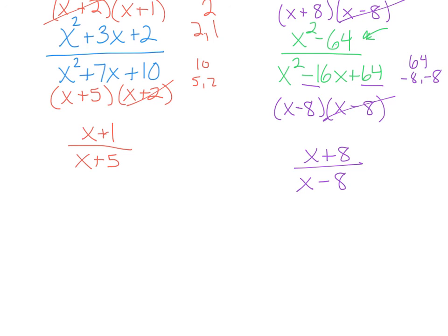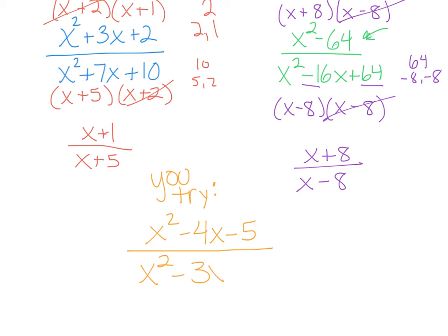I'm going to give you one to try. Here it is. You try. Answer it and ask any questions. Bring those questions tomorrow. x squared minus 4x minus 5 over x squared minus 3x minus 10. You try to factor that, simplify it, and again, bring any questions you have to class.